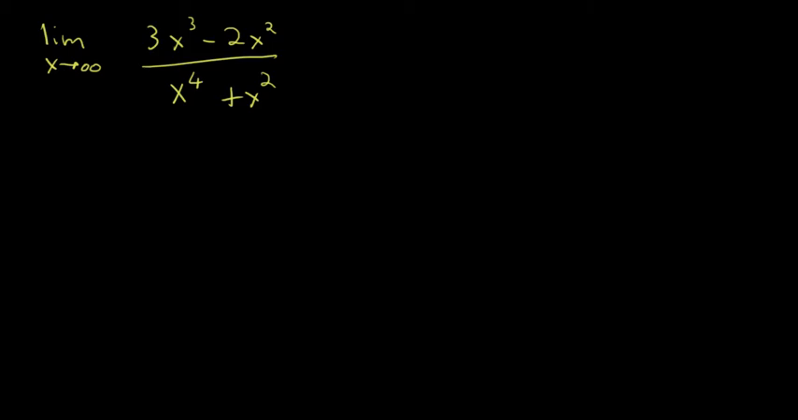So again, just looking at the numerator and denominator, as x gets to infinity, 3x cubed is going to approach infinity, right? And 2x squared is also going to approach infinity. Looking at the denominator, as x tends to infinity, x to the fourth is going to tend to infinity. And so is x squared, and they're added. But remember here that infinity minus infinity is an indeterminate form. You have a really large number minus another really large number, no telling how large these numbers are. So you can't say that this is 0.